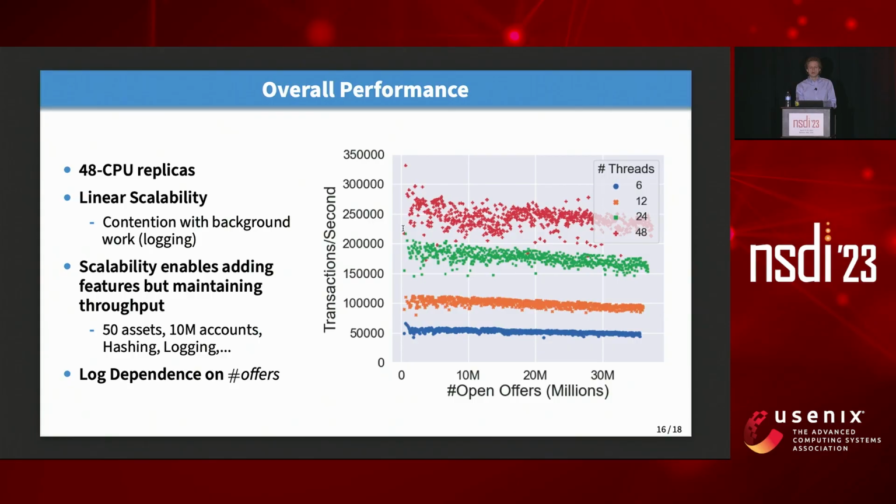I also want to point out the x-axis here is the number of offers that are open on the exchange, and our throughput only very slightly declines as the number of offers increases. This is due to the logarithmic dependence, essentially.